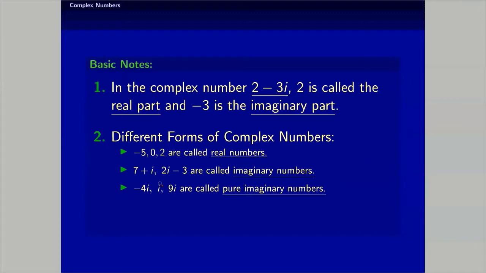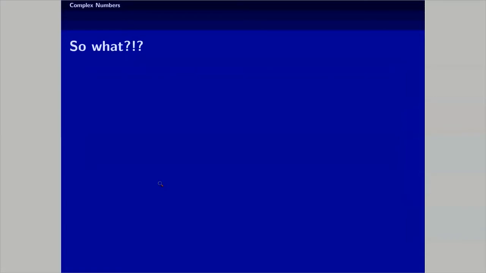Alright? Okay, last basic note. I think importante itong last note. Don't forget that the square root of -1 is equal to i. This is what you call the principal square root of -1. So the square root of -1 is equal to i. Don't forget that.